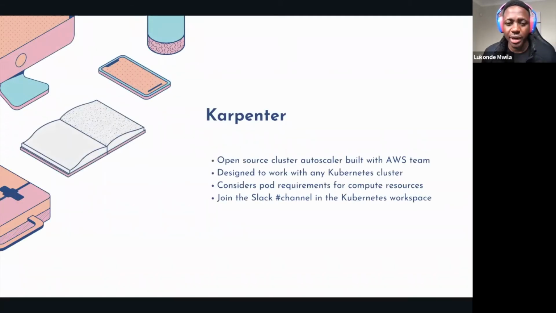Okay, so this is just a little bit of what I already mentioned about Karpenter being an open source cluster autoscaler built with the AWS team. And as I said, it's designed to work with any Kubernetes cluster. At this point in time, it's just with AWS. It doesn't have to be an EKS cluster, even though I will be working with an EKS cluster later on in my demo. You can also provision a custom cluster with EC2 instances, and it will work just fine. And the community is hoping to see more contributions for other cloud providers as well. So maybe that's a way that you can definitely get involved.